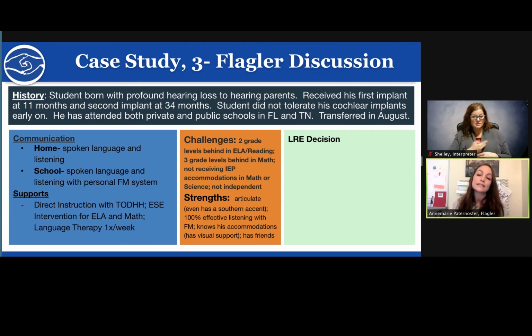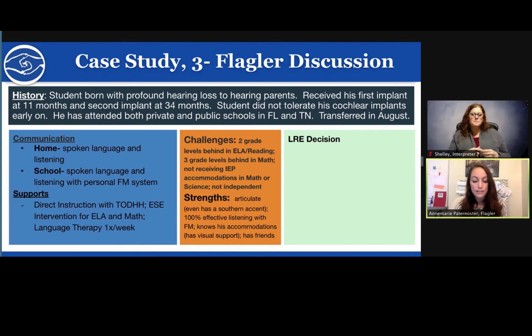Some of the settings in Tennessee, I know that he was in more of a self-contained class, and he did transfer to a district in Florida, and he was gen ed. However, I think he was being pulled a lot into more of a resource room with a teacher of the deaf. More kids in there were signers, and just he and his sister were in there together, and they obviously just use spoken language and listening.